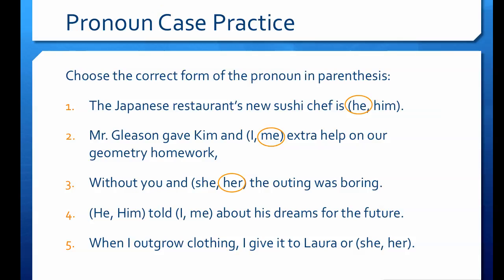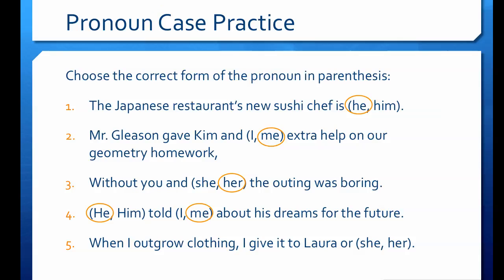Number 4, he or him told I or me about his dreams for the future. My verb is an action verb told. In the first blank, I need to find the subject form because it's the subject of the sentence. Who's doing the telling? He told. Now, what did he tell? He told me. I'm looking for a direct object, so I need to use the object form.